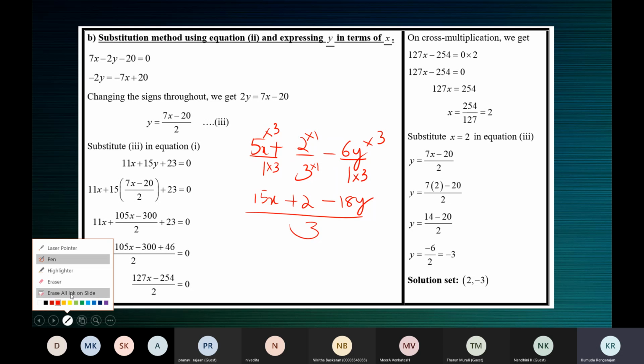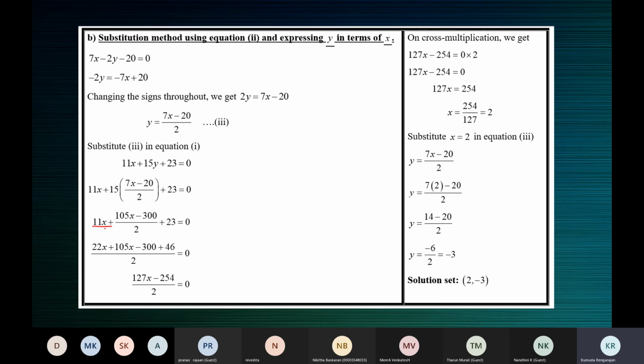Yeah, we'll do the same thing here. The denominators are 1, 2 and 1. The LCM is 2. Now here it's 1. 1 into 2 is 2. So multiply the numerator by 2. So that will give you 22x.